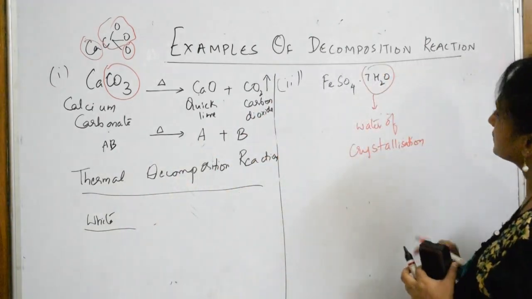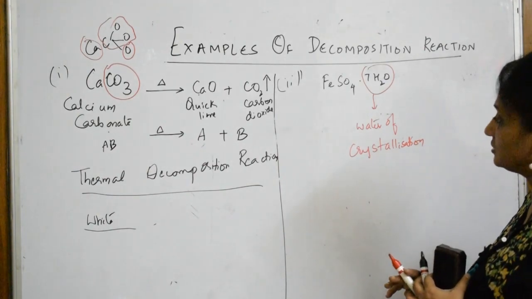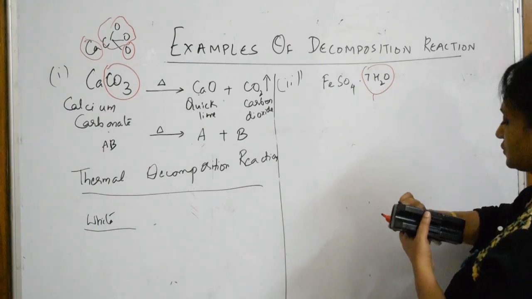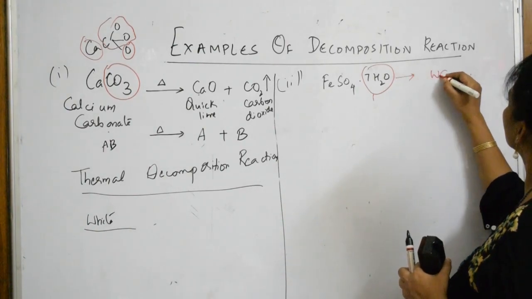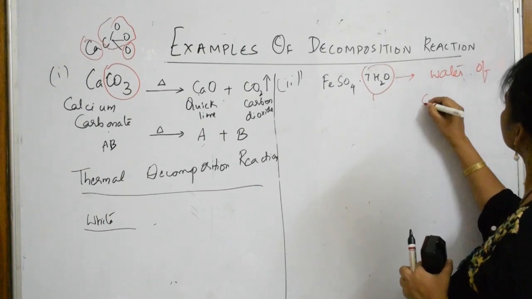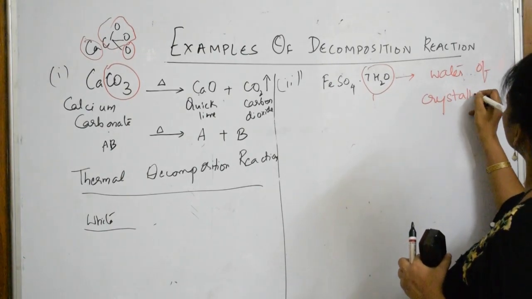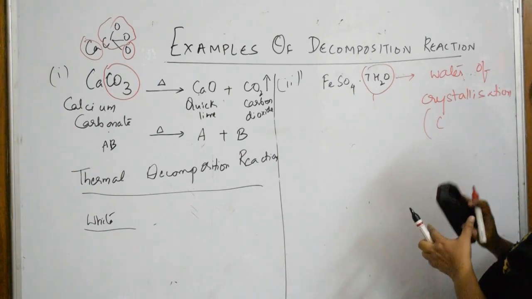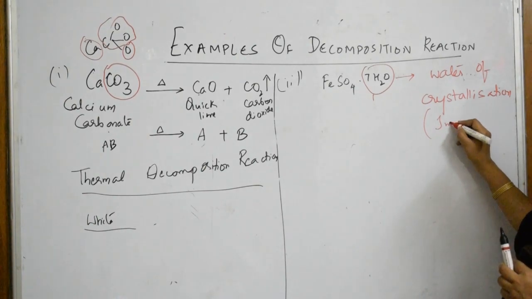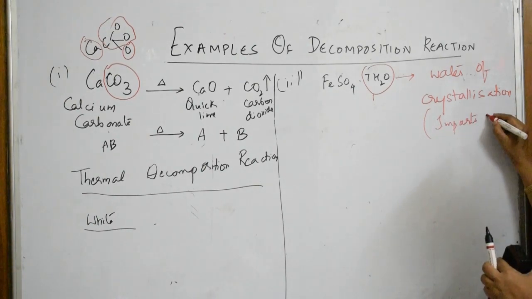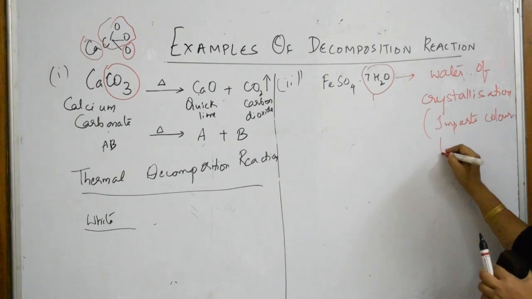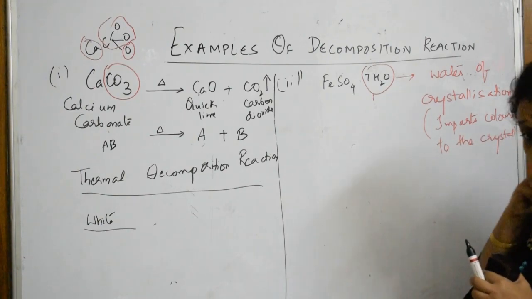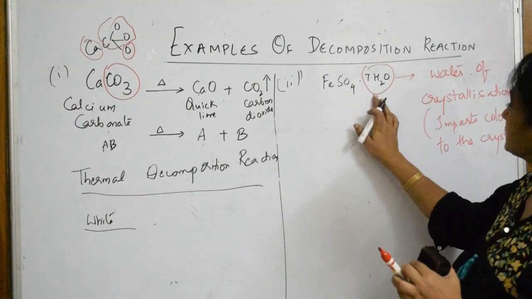Now, because of this 7H2O water of crystallization, let us write this water of crystallization here so that I have space. So this is nothing but water of crystallization. What does it do? It gives color. Let us write that also for your note. Listen, it imparts color to the crystal. It gives color to the crystal. Done. Now this 7H2O, what is the color of this crystal?